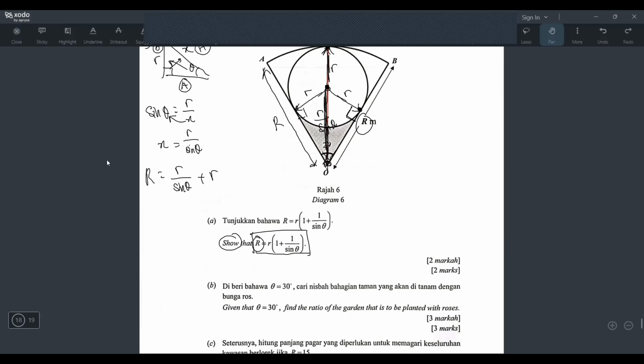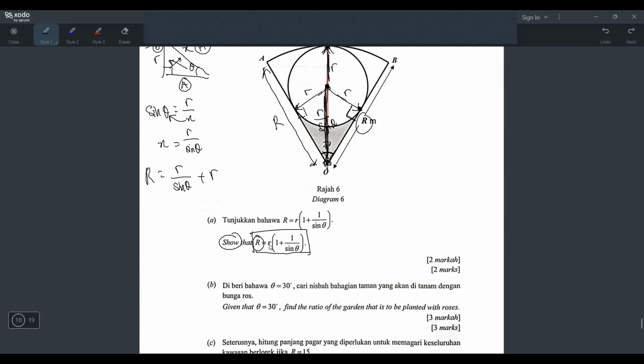But if you look at the answer, it's a bit different with what you write. Okay, it means you need to factorize out the small r lah. So how you factorize? Take out the r, means you divide. So when you divide with the r, you will be left with 1 over sine theta. And then r divided by r is just 1, right? And then you can just rewrite it a bit. 1 over sine theta plus 1 is the same as 1 plus 1 over sine theta. And now you have shown it already. Yeah, it's the same, right? So now you can write the word shown.